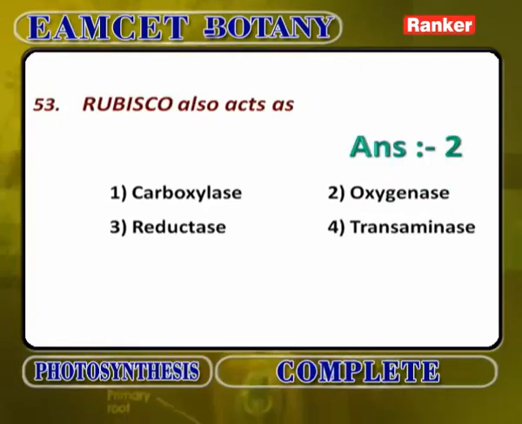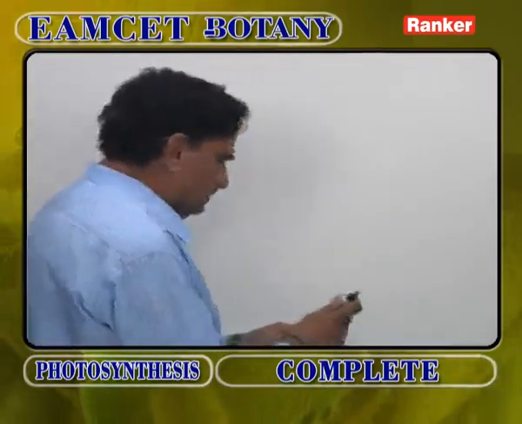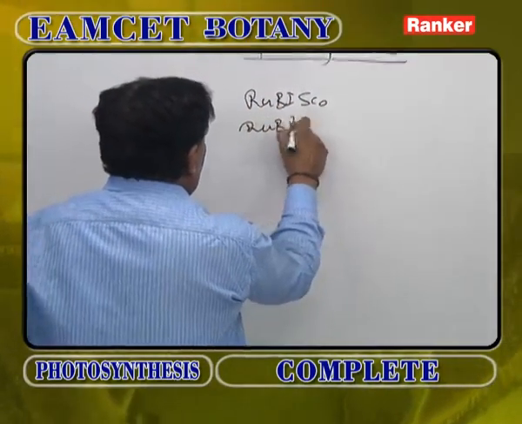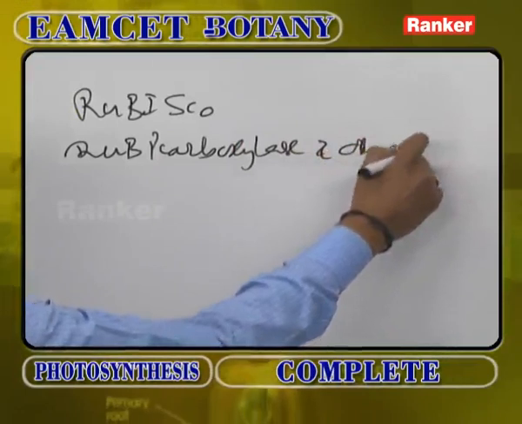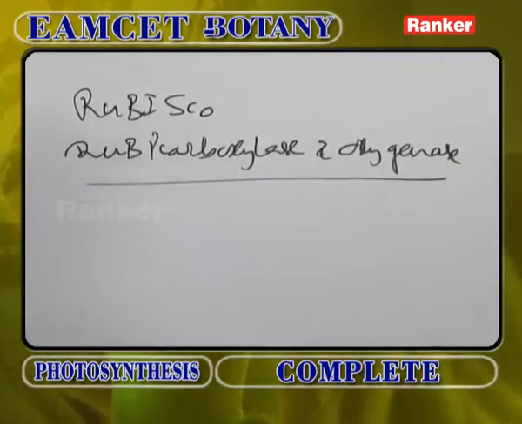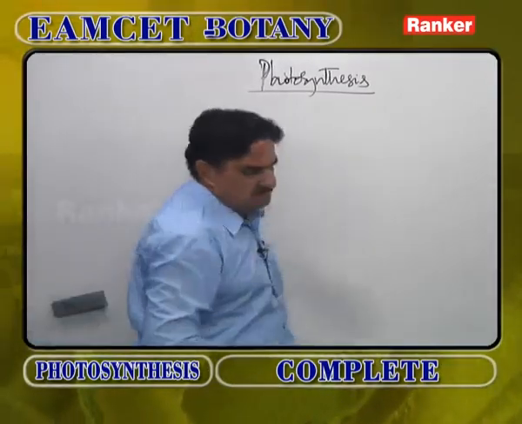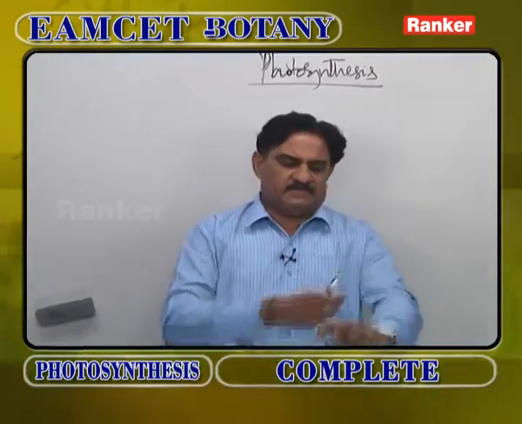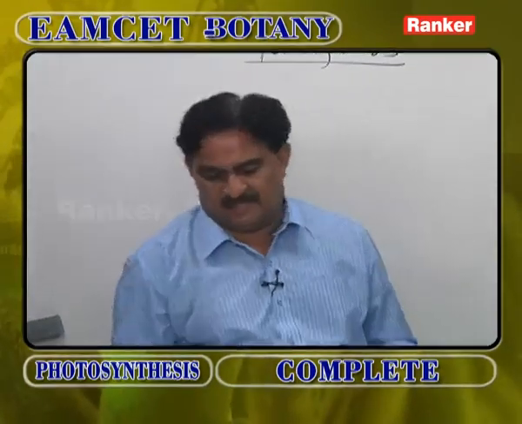Rubisco not only acts as carboxylase, it also acts as oxygenase. Why? Because Rubisco is RuBP carboxylase and oxygenase. When carbon dioxide is more than oxygen, it functions like carboxylase and helps in the occurrence of the C3 cycle. When oxygen is more than carbon dioxide, it functions like RuBP oxygenase and leads to the occurrence of photorespiration. What is photorespiration? The plant starts liberating carbon dioxide in the presence of sunlight. So it also acts as oxygenase.